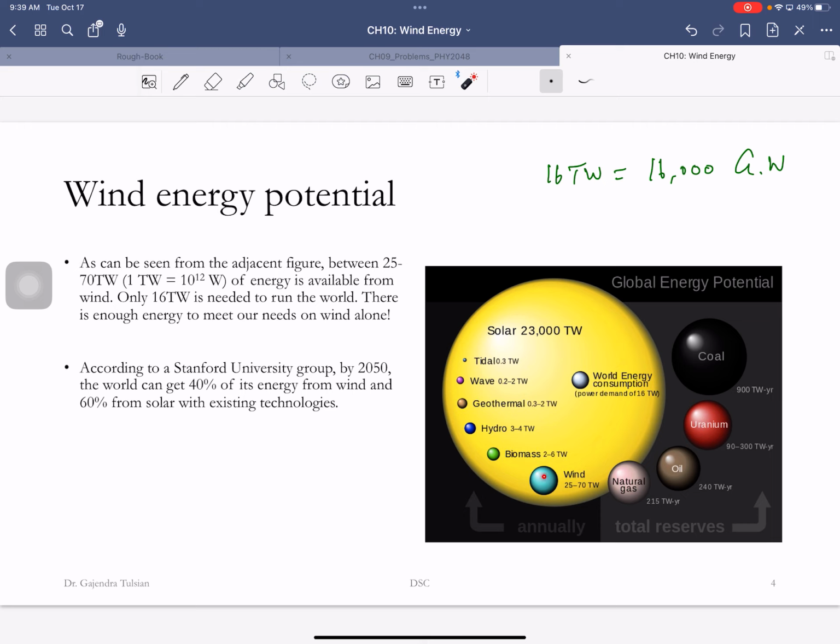Well, there's plenty of wind blowing. You could run the world just on wind. You couldn't run the world on tidal energy.